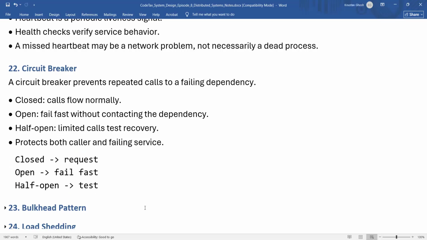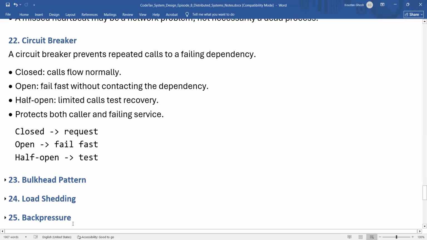So there are generally three states. One is closed, one is open, another is half open. Closed means requests flow normally. Open means requests fail fast without calling the dependency. And half open means a small number of requests are allowed to check whether the dependency has recovered. So if it recovers, the circuit can close again.